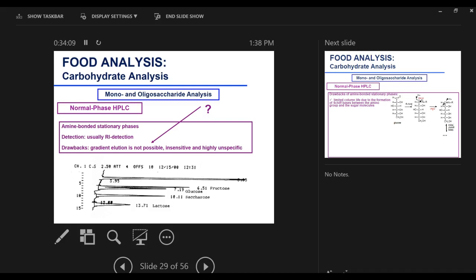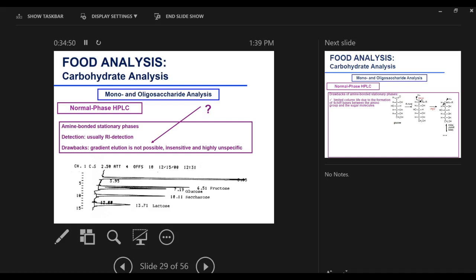Does the column have amine groups on it? Yes. And the amine groups interact via hydrogen bond with the hydroxyl groups. The nitrogen is an electronegative atom, so the nitrogen will interact with the hydrogen from the hydroxyl group via hydrogen bond. So the order is fructose, glucose, saccharose, lactose, and it's all based on the hydroxyls and the availability and positions of the hydroxyls available to interact with the column.